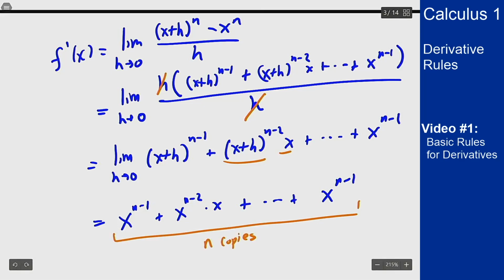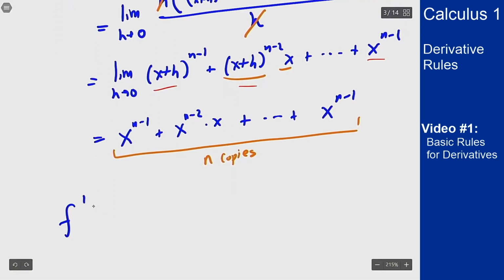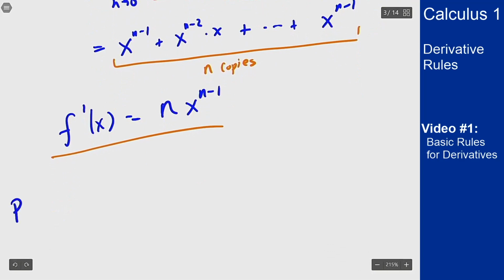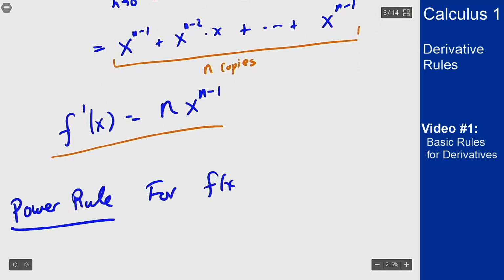Why? Because there are n terms in this expression above, because the powers start at 0 for just the x, they start at 0 and count up to n minus 1, that's n terms. There's n copies here, meaning f prime of x is n times x to the n minus 1. And this gives us our power rule for the functions f of x that are of the form x to the n, f prime, the derivative, is n x to the n minus 1.